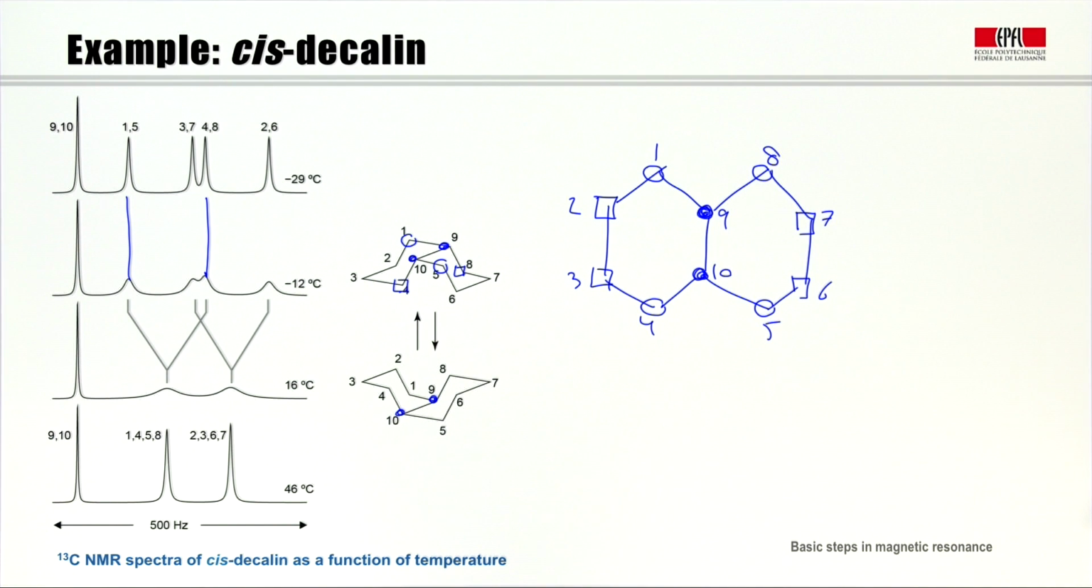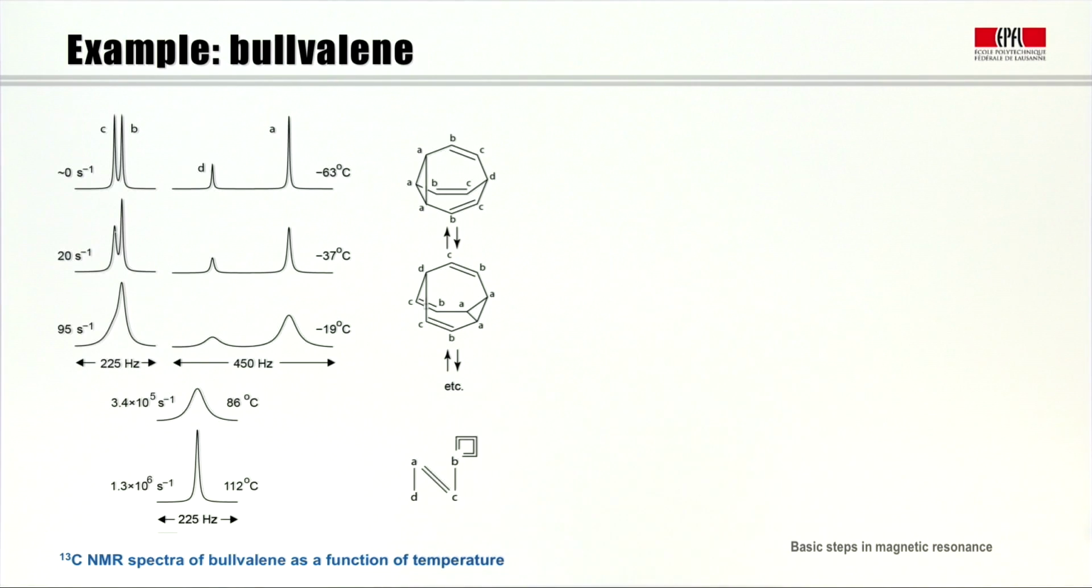In fact, at the beginning of this chapter I spoke about the interconversion of cyclohexane, which, as I mentioned, is too fast, whereas when you make cis-decalin it becomes slow enough so that you can observe it at room temperature or in the vicinity of room temperature. The next example is much more sophisticated.